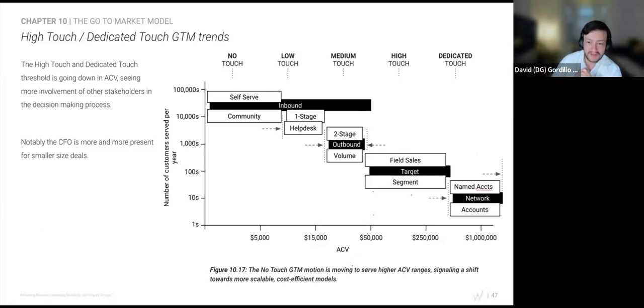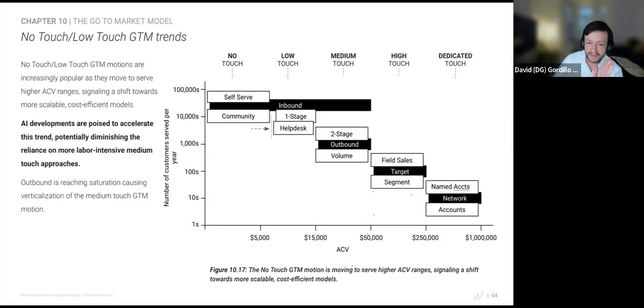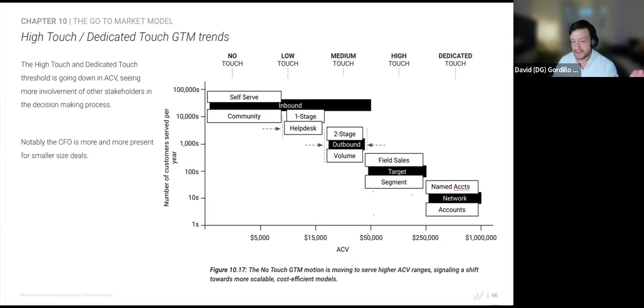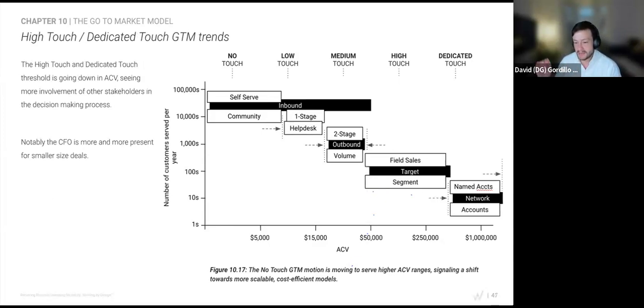So those are the trends, just for you to see it again. So no touch started pushing up, meaning that low touch also pushed up. And then from the other side, high touch started pushing down and pushing up as well, because of the amount of interactions that we were having.